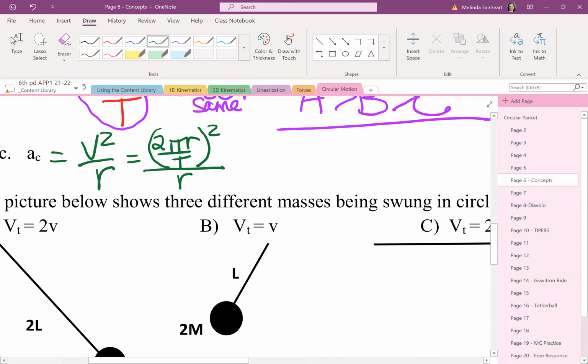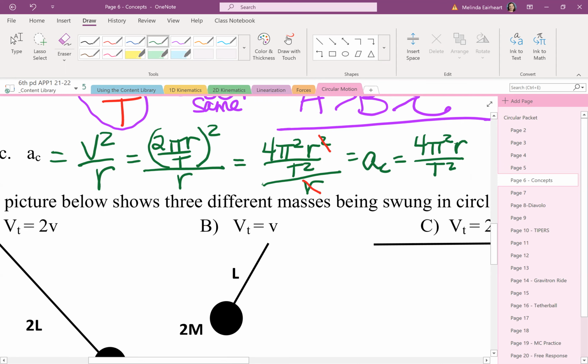Well, 2 squared is what? If I square everything in the numerator, 2 squared is 4. Pi squared is just pi squared, times r squared over T squared, all over r. What's going to happen? R squared over r. One set cancels. So here's a derived equation for centripetal acceleration: 4 pi squared times r over T squared.